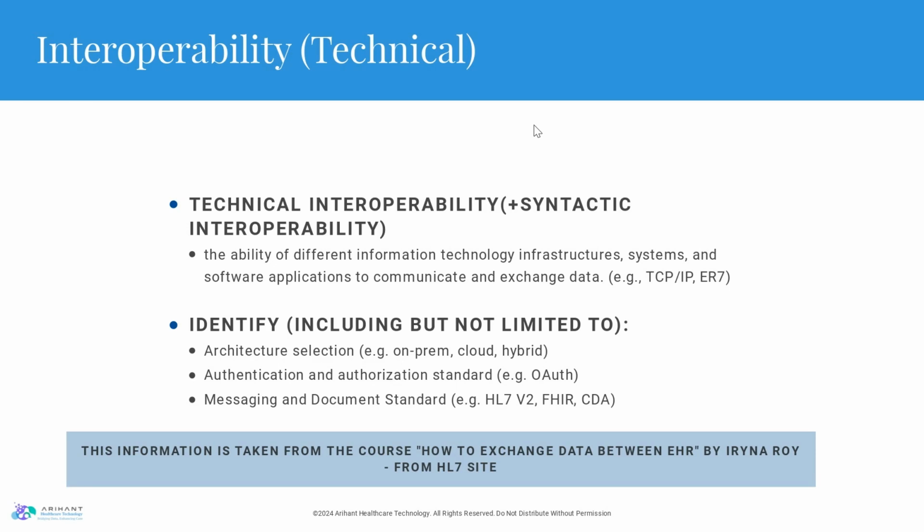So technical interoperability is the ability of different information technology infrastructure systems and software applications to communicate and exchange data. How to identify it? Basically, we need to do a proper architectural selection, whether an on-prem, cloud, or hybrid solution gets implemented for the organization. Authentication and authorization: this is the most important one, where we have to implement authentication and authorization. There might be different ways to implement this, but proper authentication and authorization is required in technical interoperability. And messaging and document standards have to be adopted.